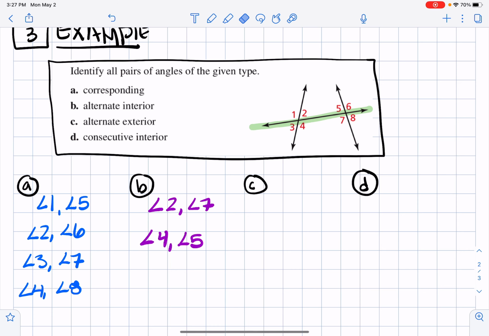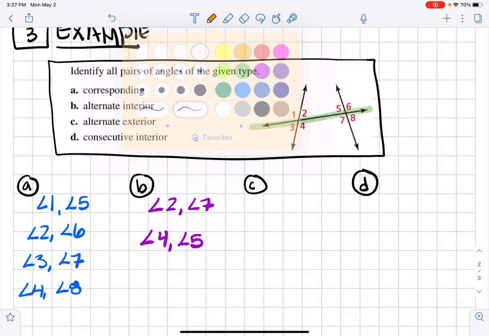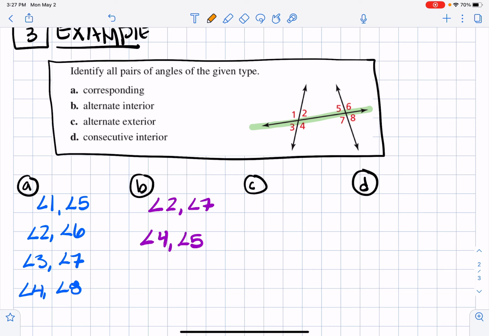Okay, new color, so let's go orange. Alternate exterior. So let's start with angle 1. Okay, so alternate, and on the outside of our lines, it has to be angle 8. So that means I am on the opposite side of my transversal and outside my two lines. So 1 and 8, there's another option for you. 3 and 6 are also alternate exteriors.